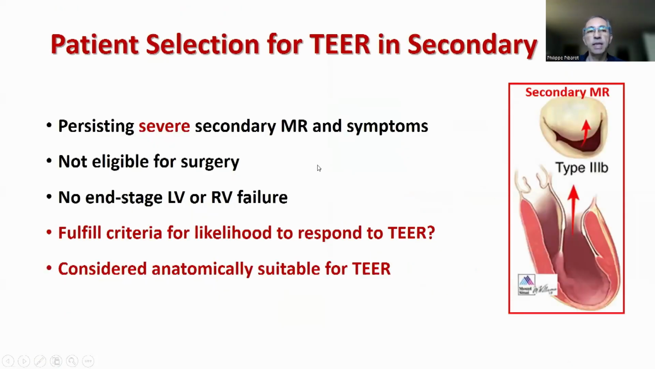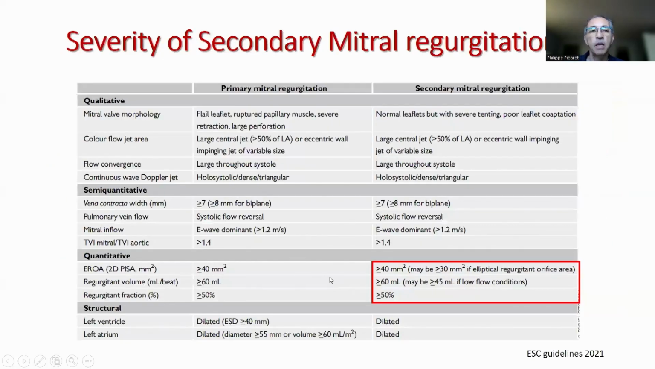So I summarize here again the criteria that should be considered for patient selection for TEER in secondary MR. Again, persisting severe secondary MR and symptoms, not eligible for surgery, no end-stage LV or LV failure, fulfilling criteria for likelihood to respond to TEER, and finally, of course, considered anatomically suitable for TEER.